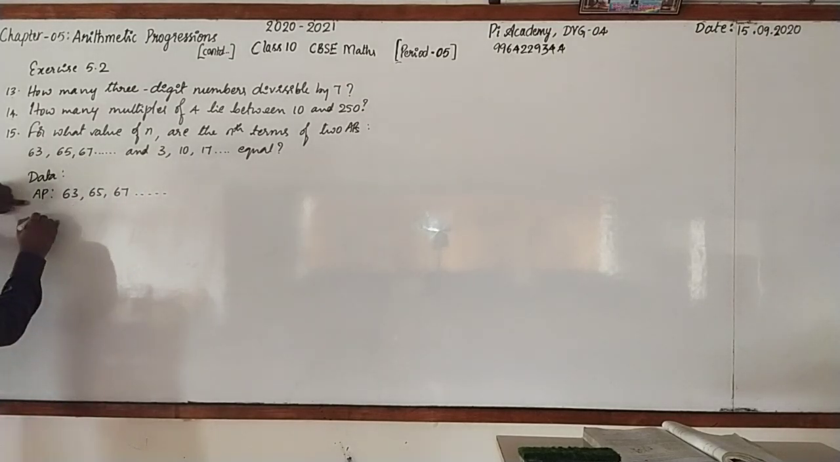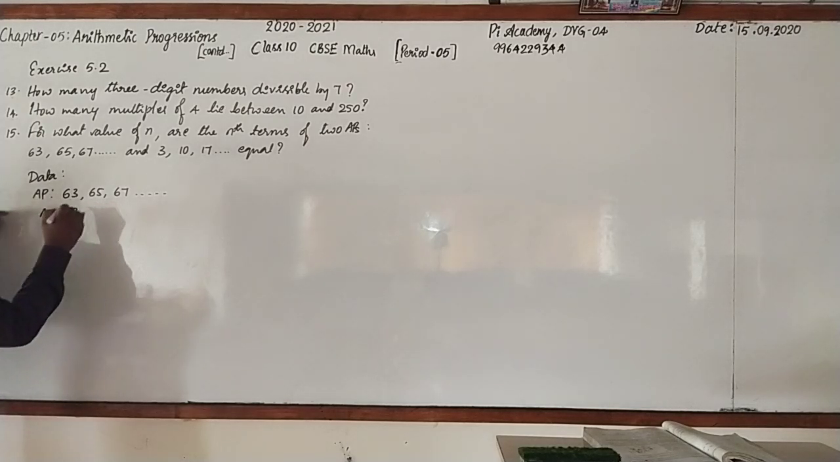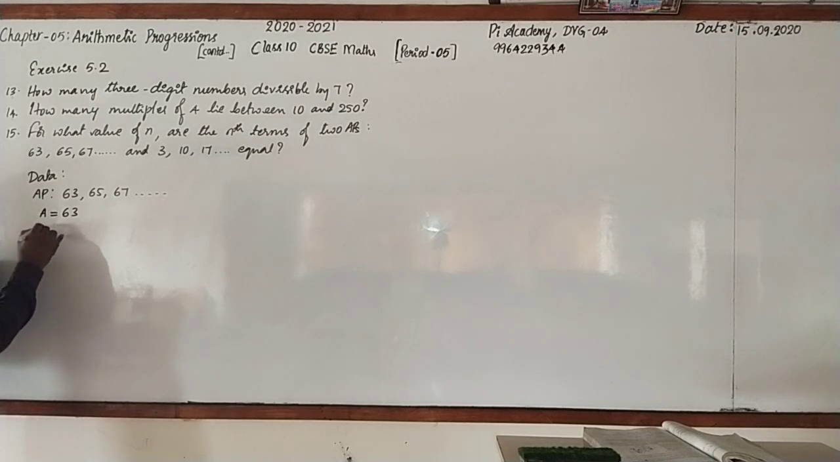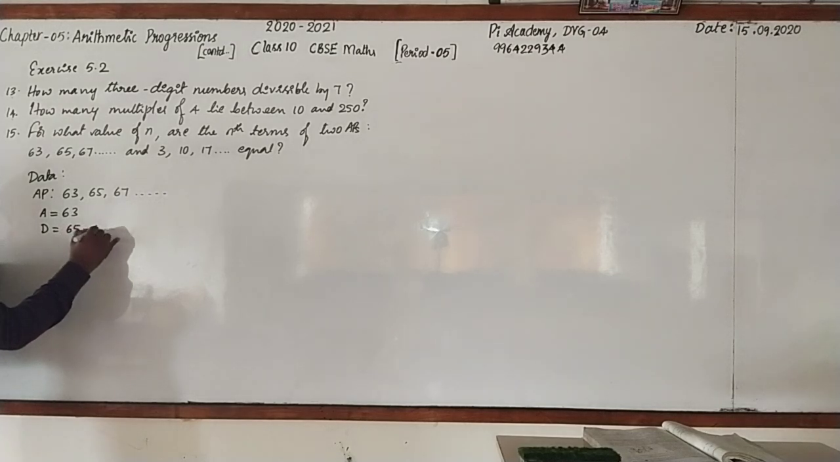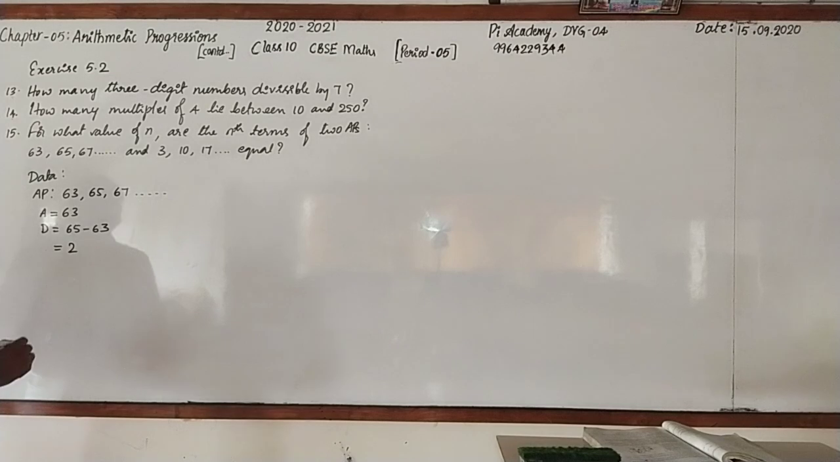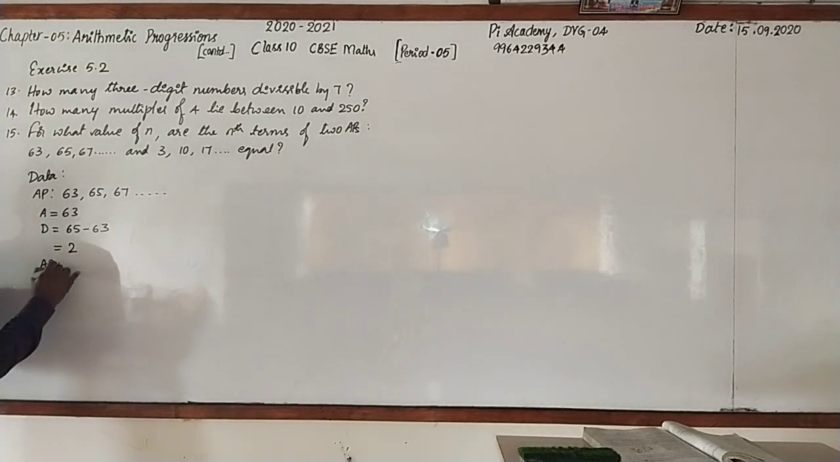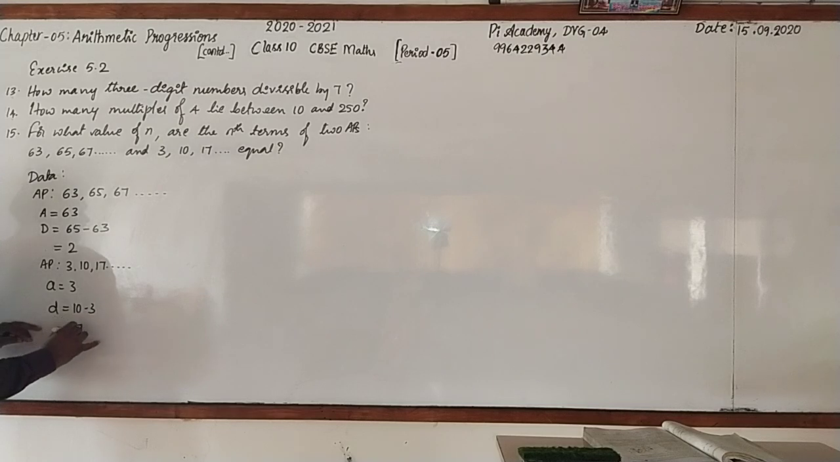What is the first term? I take this as capital A. A is equal to 63. Common difference? It is capital D is equal to 65 minus 63, it is equal to 2. Let me take second AP. Second AP is 3, 10, 17 and so on. Here I'll take small letters. Small a, first term is 3. Common difference is 10 minus 3, is 7.